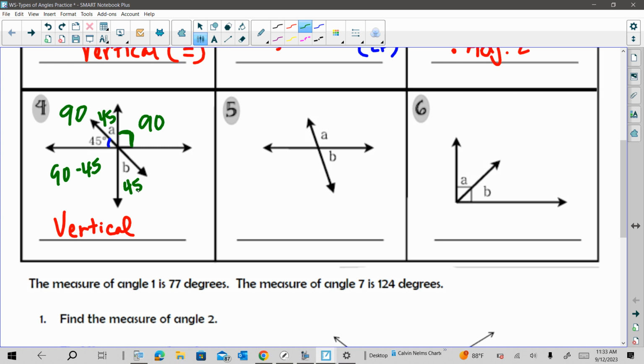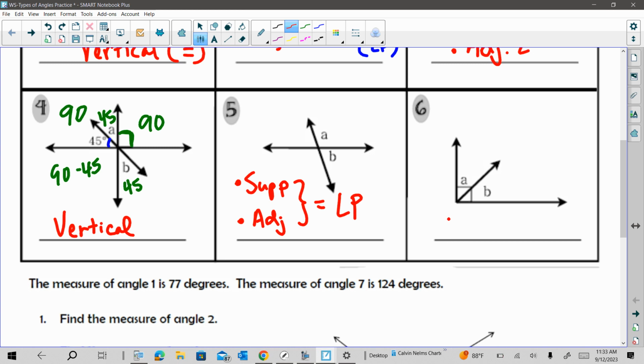All right, let's do number 5. They're not across. They're side by side. So what is it called? This could be supplementary, right? Yes, this could be supplementary and adjacent. Linear pair. Yep, very good. Supplementary and adjacent means they equal a linear pair.